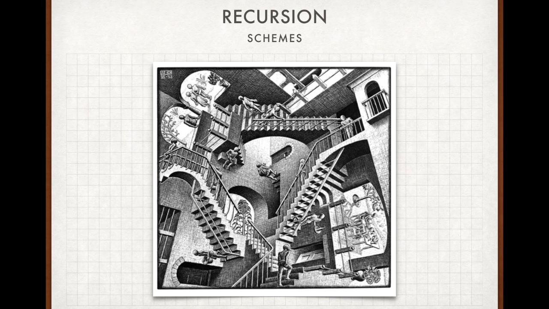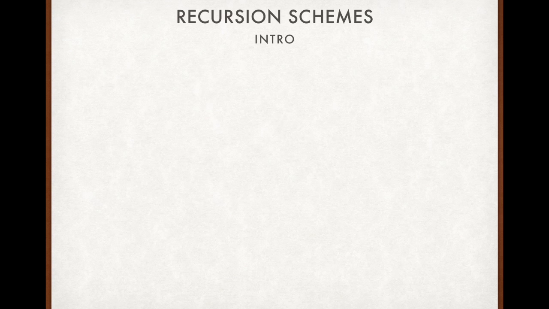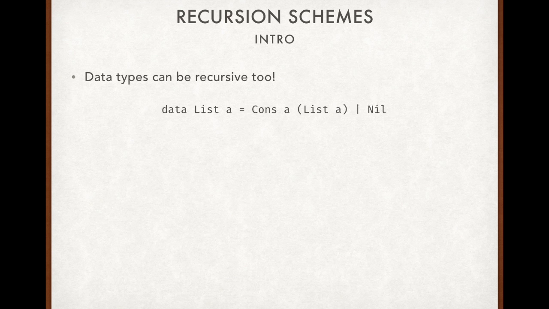Now we're just going to barely touch on the tip of recursion schemes, because fix is the entry point to that. So, a point: data types can also be recursive. Here you have your list type, where list is defined in terms of itself. You have a cons cell with something in it and the rest of the list defined in terms of itself, or you can be empty, right? Everyone's familiar with this canonical definition.